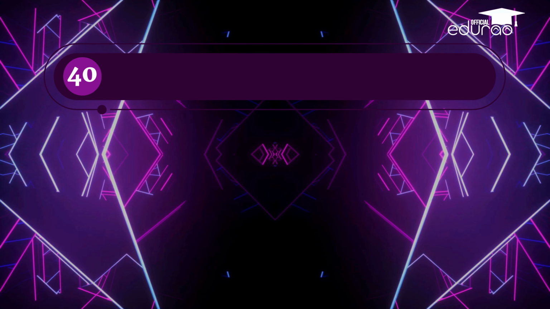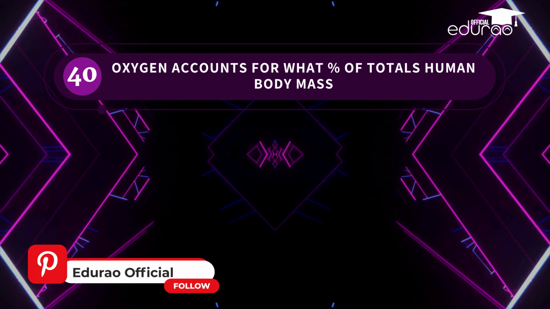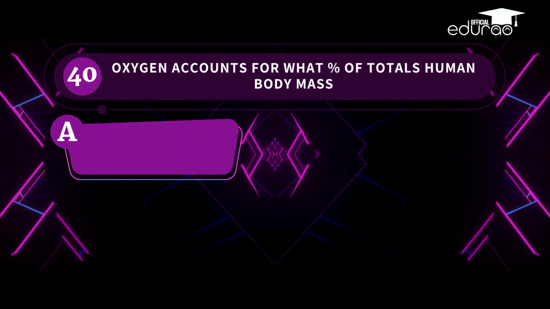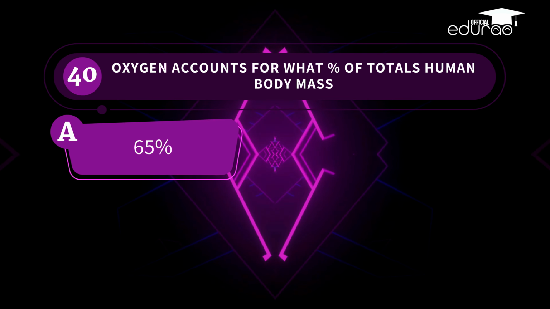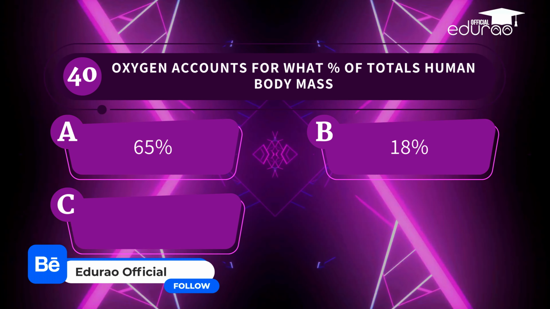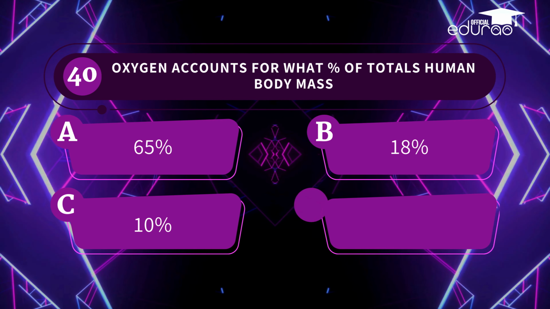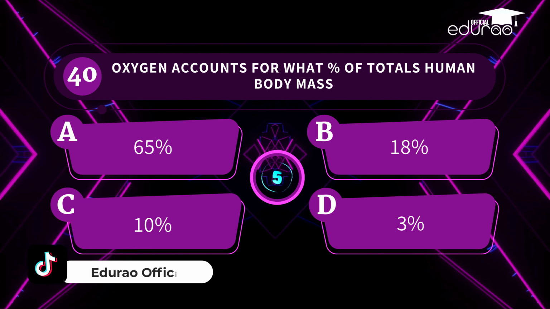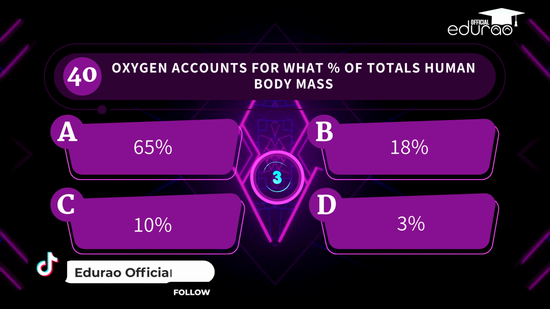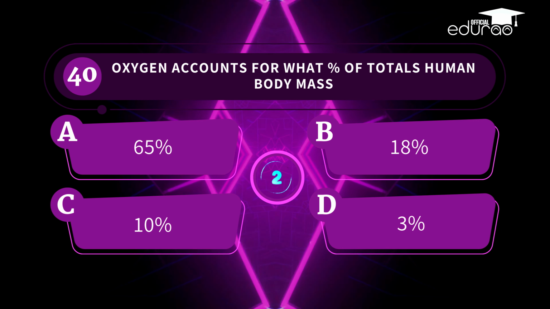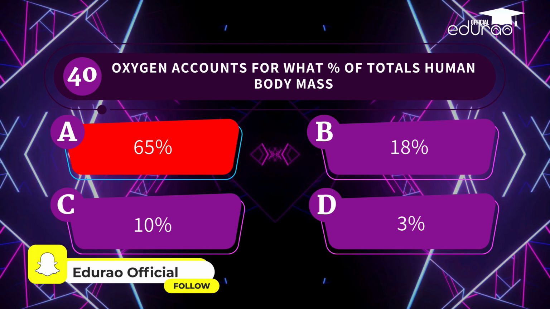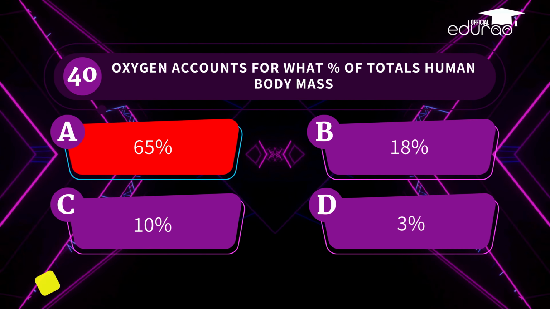Question 40. Oxygen accounts for what percent of total human body mass? A. 65%. B. 18%. C. 10%. D. 3%. That's the right call. The correct answer is 65%.